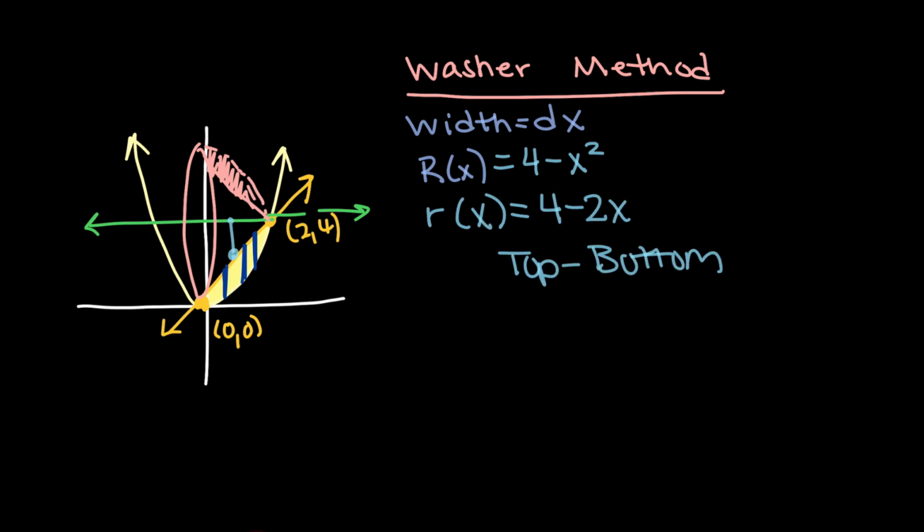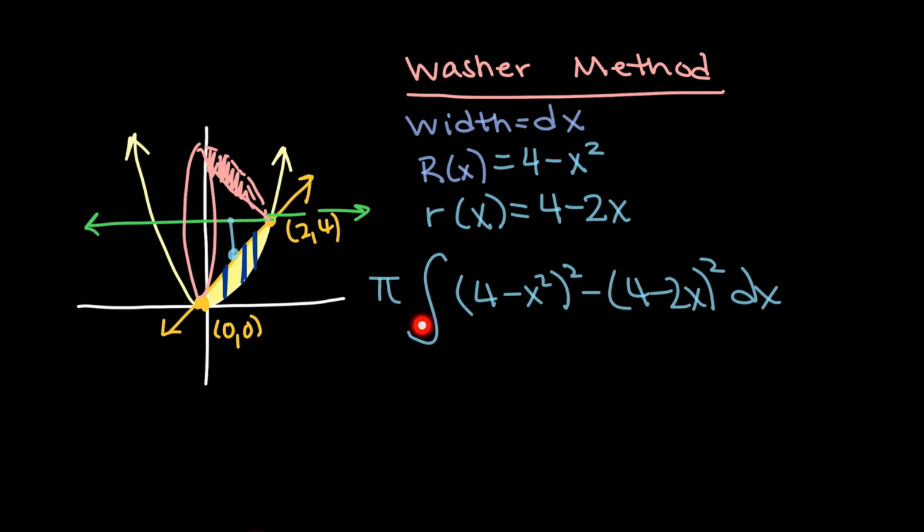Little r would be the distance to the inside of this object. That's going to be y equals 4, that's where we're starting, always y equals 4, down to the line, which is y equals 2x. So little r would be 4 minus 2x, top minus bottom. My integral is pi times the quantity (4 minus x squared) squared minus (4 minus 2x) squared. And my bounds of integration are going to be x values as well. I'm working in terms of x. This object starts at x equals 0 and stops at x equals 2. So my bounds go from 0 to 2.